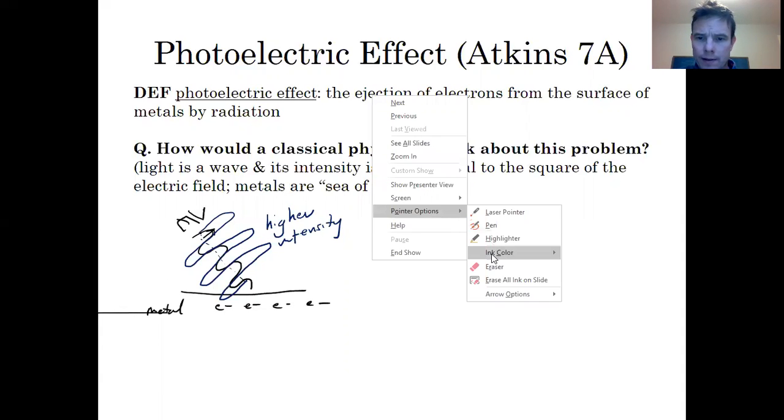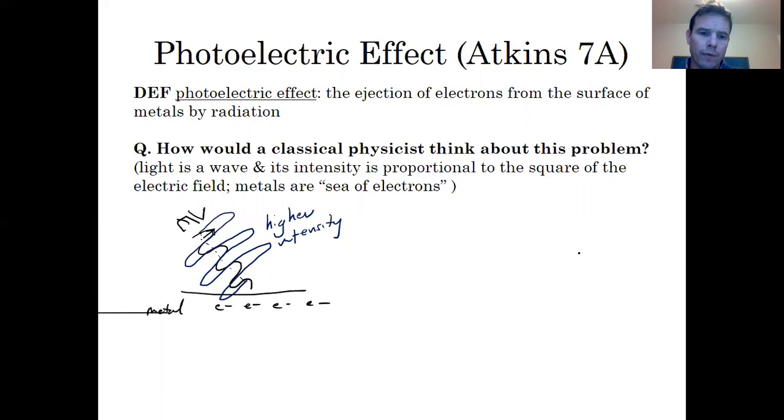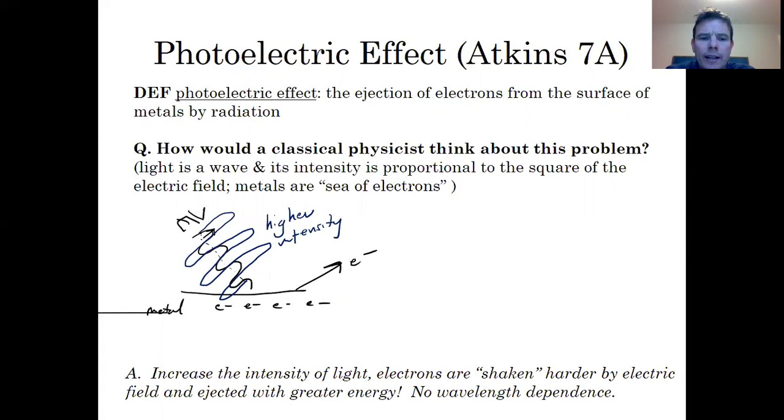So if the intensity is high enough, you would start to rip electrons off and eject them. And this is the basic notion. So as you increase the intensity of the light source, electrons are shaken harder by the electric field and they're ejected with greater energy. One thing I didn't talk at all about here was the wavelength of light. And to a classical physicist, this is irrelevant. Wavelength is how long or short a particular wave is. I don't care. All I care about is how high the wave is.